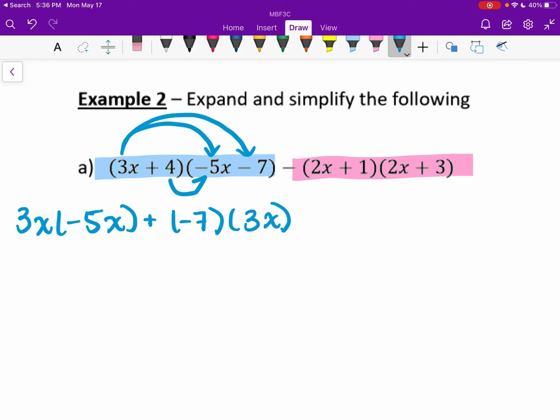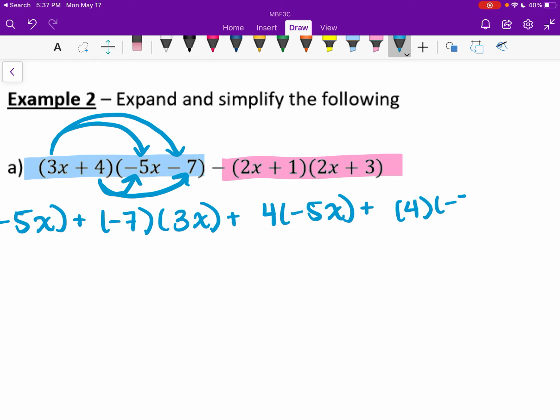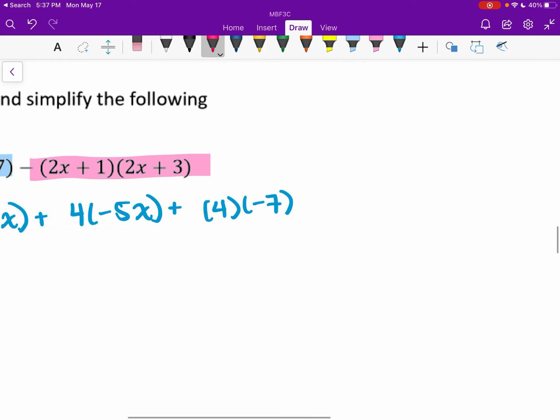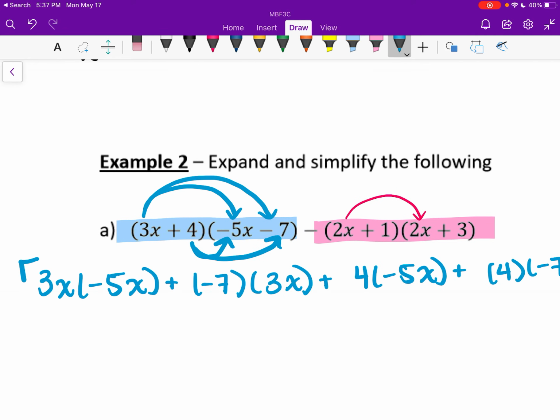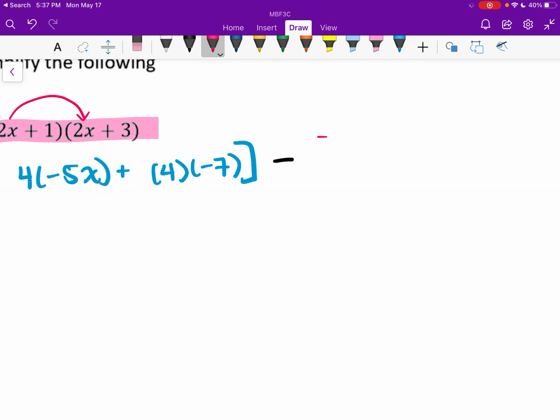Let's now multiply the inner two numbers together, plus 4 times -5x, and then the last two numbers together, so plus 4 times -7. I'm going to do the same thing for my purple one. So I'm going to do the first numbers together, so 2x, and just make sure that you keep them in 2 separate brackets. So I'm going to put a big square bracket around this one, a subtraction sign in the middle, and a big square bracket around the pink one.